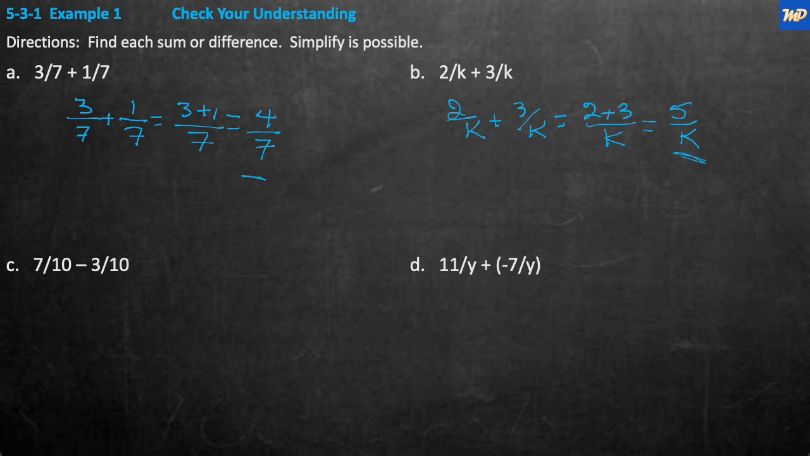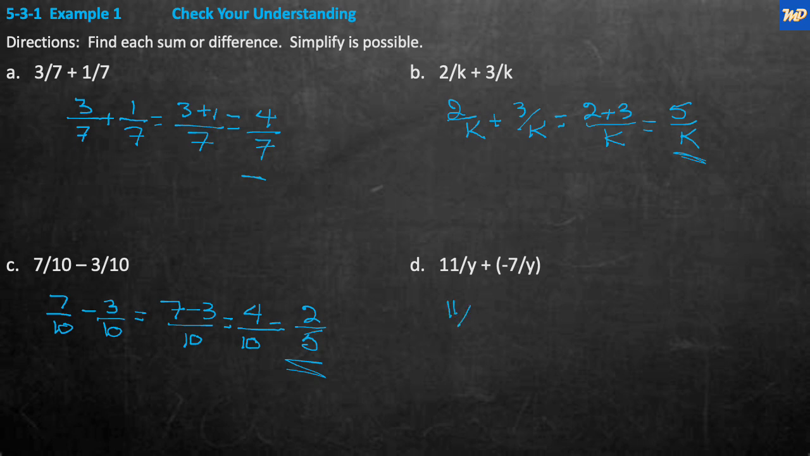Now, how about 7/10 minus 3/10? That equals 7 minus 3 over 10. 7 minus 3 equals 4/10. And that can be reduced, can it not, to what? 2/5. 2/5, because we divided the numerator and denominator both by 2. Okay? The last one, D.